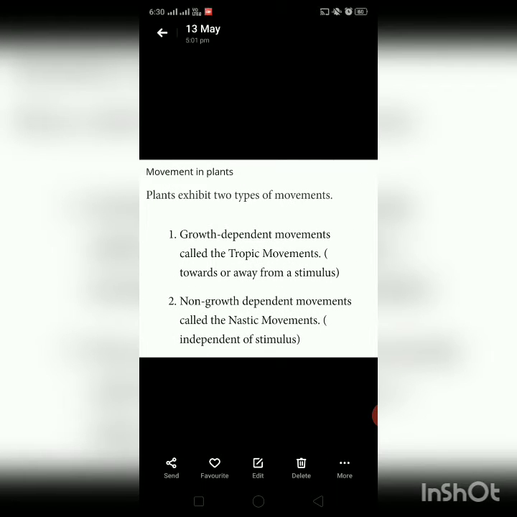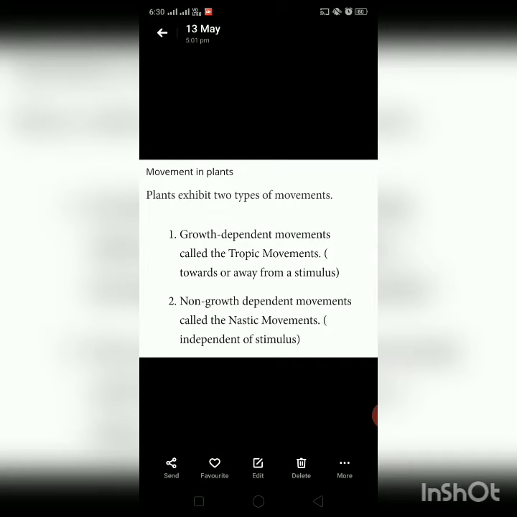Now, movement in plants. Plants exhibit two types of movements. Number one, growth-dependent movements, called tropic movements. In these, the movement is growth dependent, and it is towards or away from a stimulus.